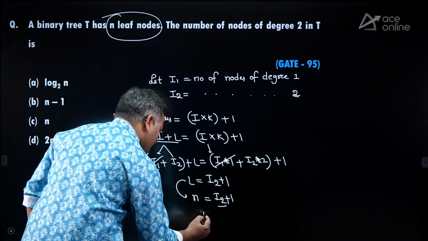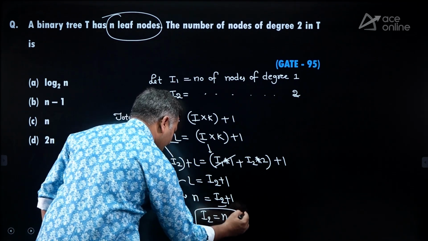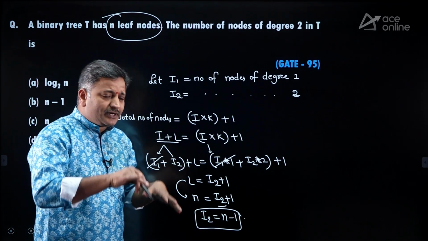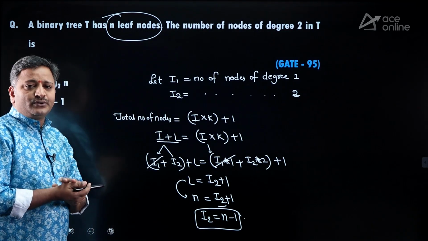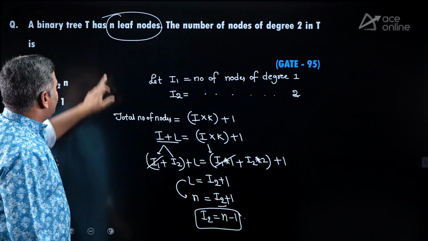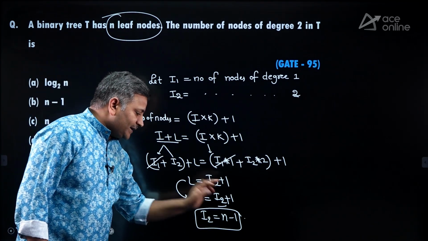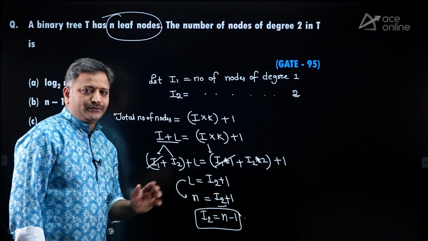So, remember I2 is equal to n minus 1, right? What does n indicate here? Not the total number of nodes. In this particular problem, they mention n is equal to the number of leaf nodes, friends. Generally, we take n as the total number of nodes, but in this particular problem, they take n as the leaf nodes. So only remember I2 is equal to n minus 1. What does n indicate? N indicates the number of leaf nodes.